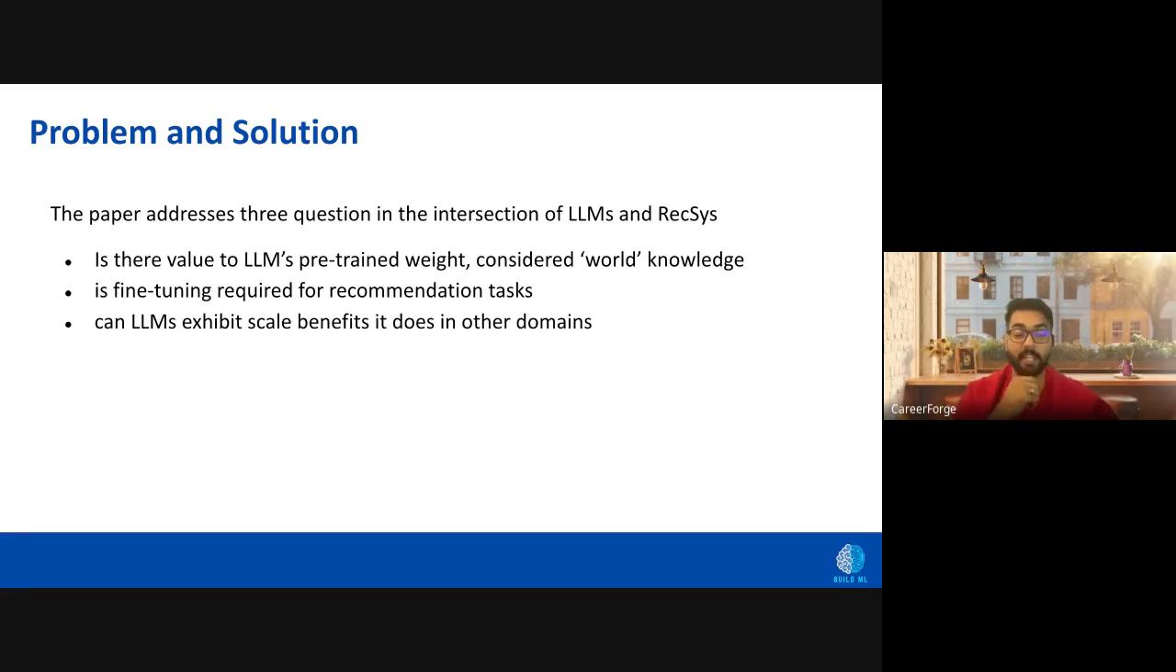Second question, would fine tuning in the context of recommender systems be essential? As in, can we use the world knowledge as is, or do we need to fine tune these LLM models to be impactful in the recommender systems domain?